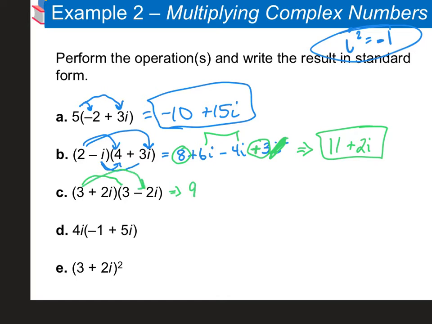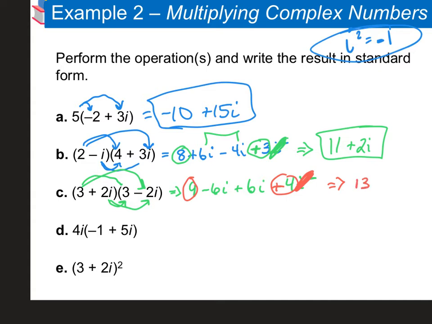3 times -2i is -6i. 2i times 3 is plus 6i. 2i times -2i is -4i squared. What did I tell you to do with the i squared? Change it to positive. Cross it off. Cross out the i, change the sign in front. So now deal with the reals. What is 9 plus 4?